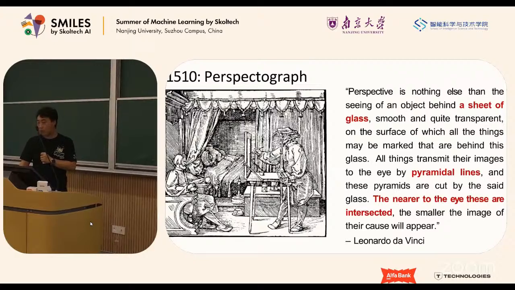Da Vinci described perspective using a transparent sheet of glass placed between the observer and the scene. Rays from the scene pass through the image plane and meet at the eye. This is remarkably close to the pinhole camera model that we still use today. A three-dimensional scene is projected onto a two-dimensional plane through rays of light.